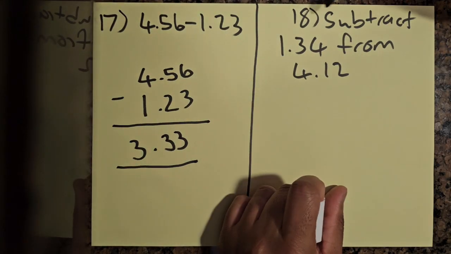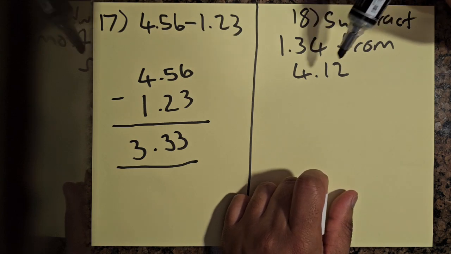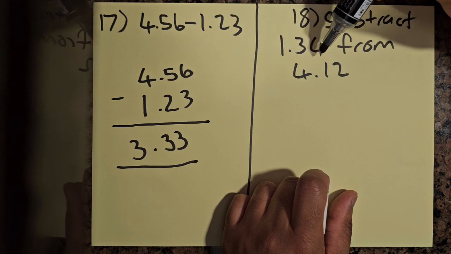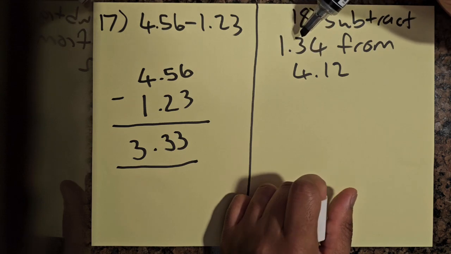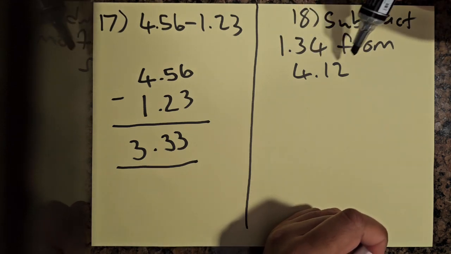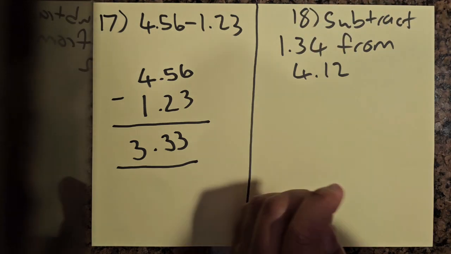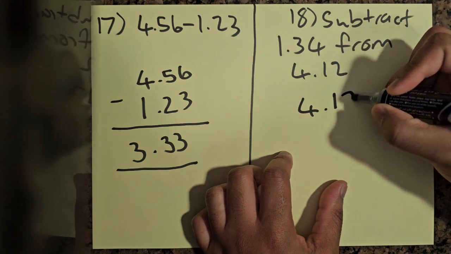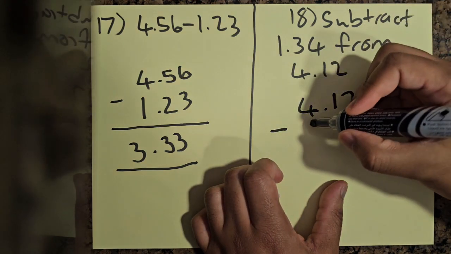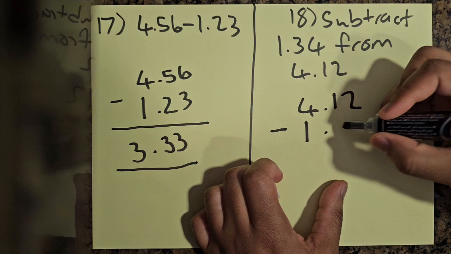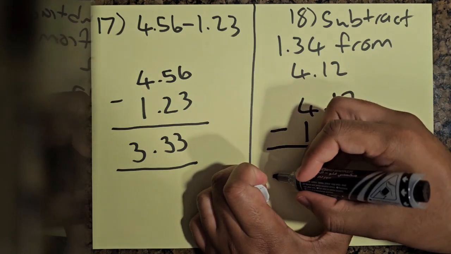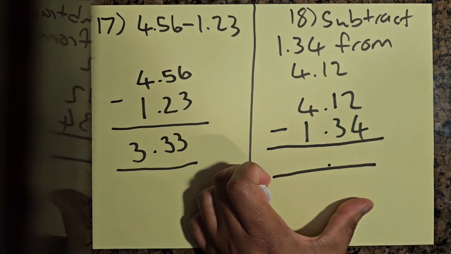They say subtract 1.34 from 4.12. When you see this word "from", it means that the value that appeared first here needs to be written second. And it also makes sense because we're going to subtract the smaller number from the bigger number. So we're going to go 4.12 minus 1.34. With this question, you need to be careful because we're going to need to do some borrowing.